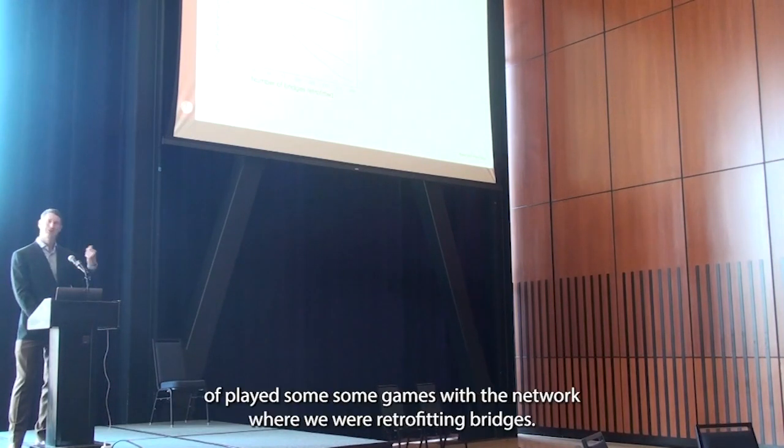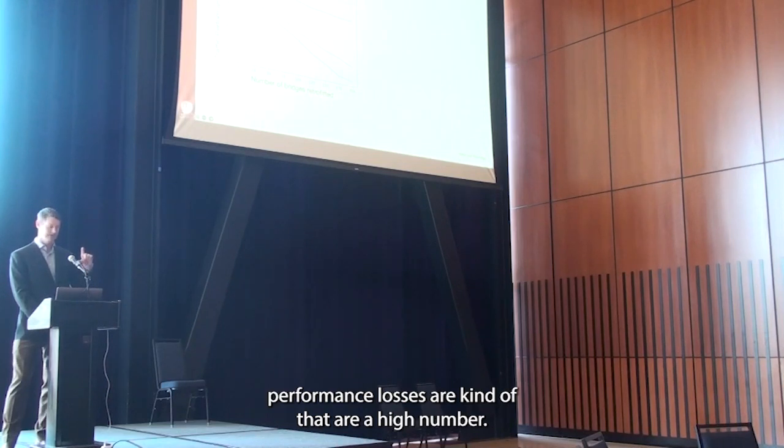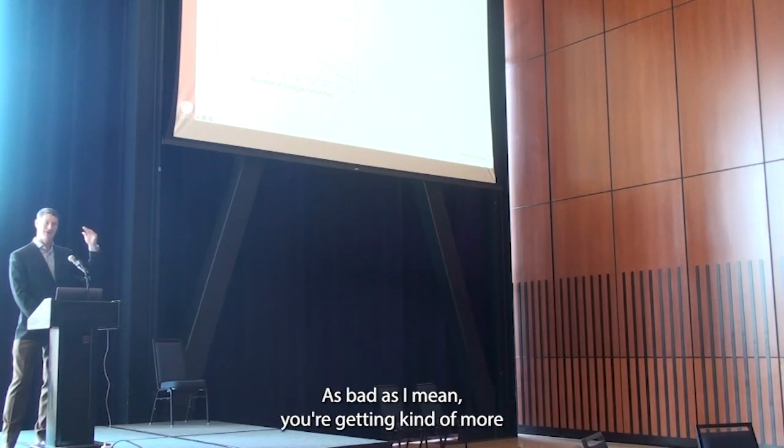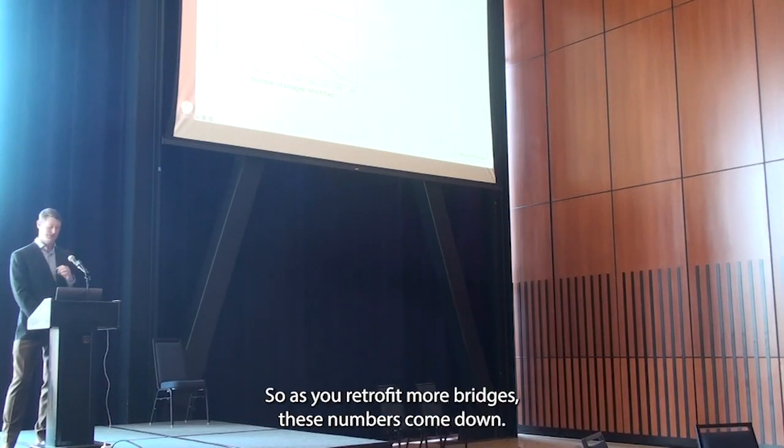And so we played some games with the network where we were retrofitting bridges. Here is a plot where the y-axis is the traffic performance loss, so a high number is bad. That means you're getting more impacts to users. And then the x-axis is how many bridges were retrofit in the network. So as you retrofit more bridges, these numbers come down.